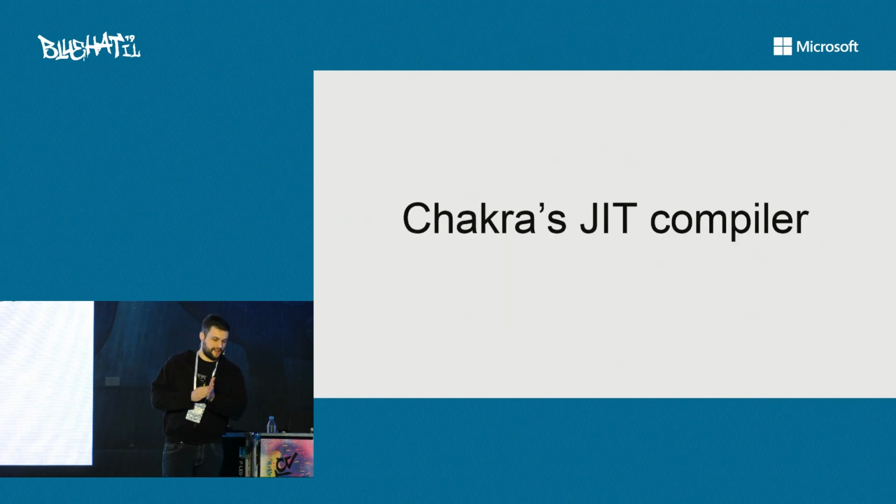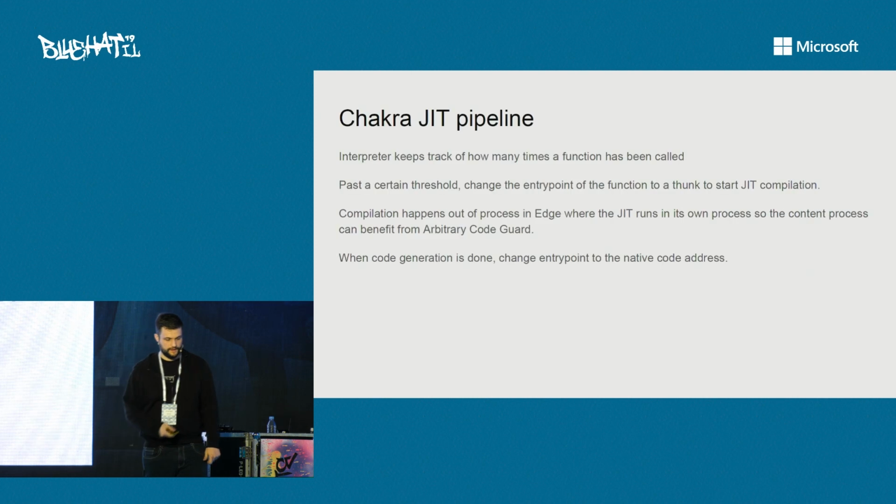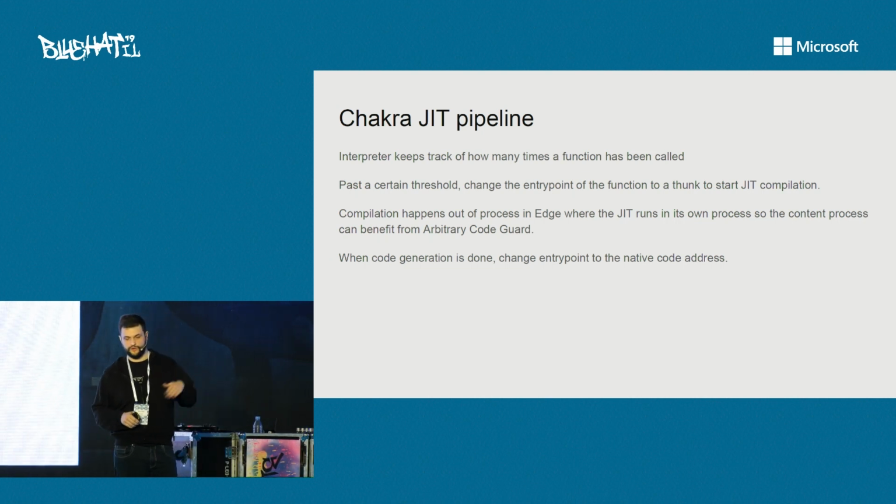So now we'll get to talk about Chakra's JIT compiler specifically. So the Chakra JIT pipeline, how it looks roughly. Nothing crazy. You have an interpreter. It keeps track of how many times the function has been called, and past a certain threshold, it will schedule the function for JIT compilation. What that means is that each function object has an entry point, and it will swap that entry point to a function that will schedule JIT compilation.